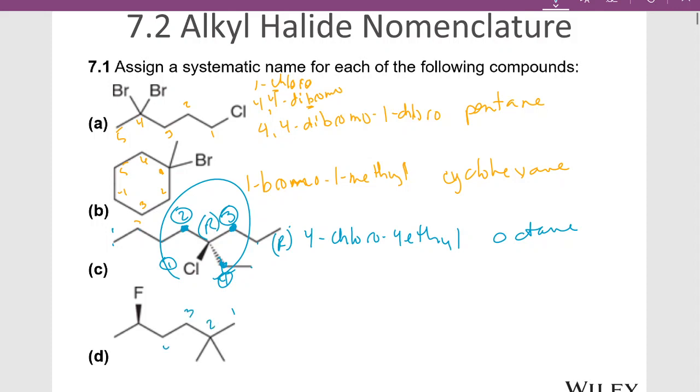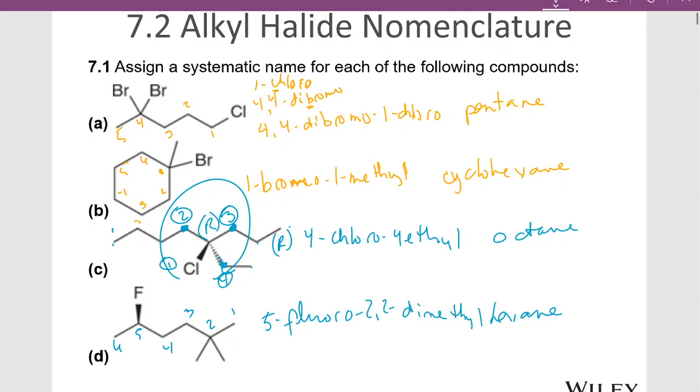Okay, so next we have 2 substituents at the second position. 1, 2, 3, 4, 5, 6 on a hexane chain. Okay, so that's 2,2-dimethyl 5-fluoro hexane, but we need to alphabetize them, so that's 5-fluoro 2,2-dimethyl hexane.